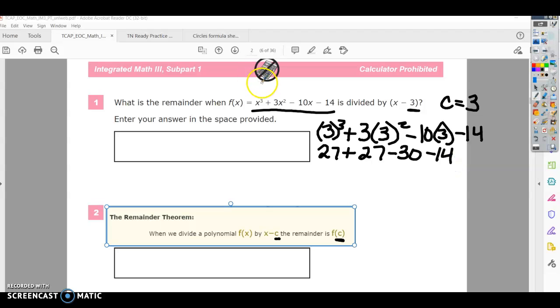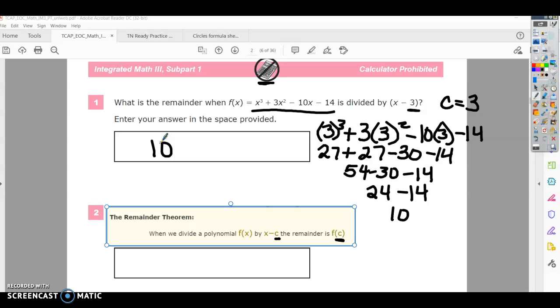I said use the calculator, but this is the non-calculator part, so you have to do it by hand. So this would be 54 minus 30, which is 24, minus 14 would be 10. So your remainder here would be 10.